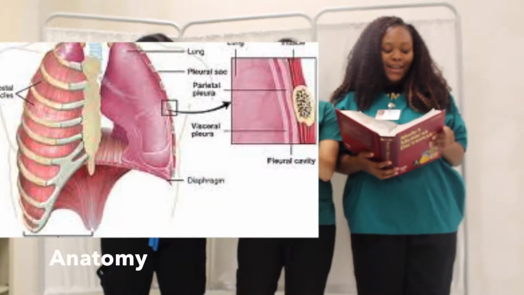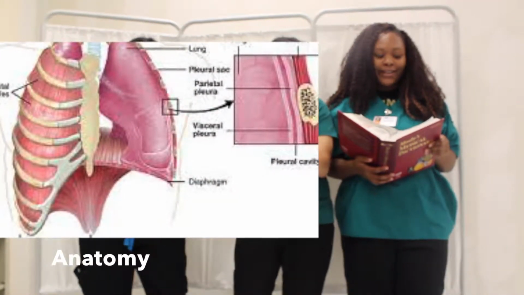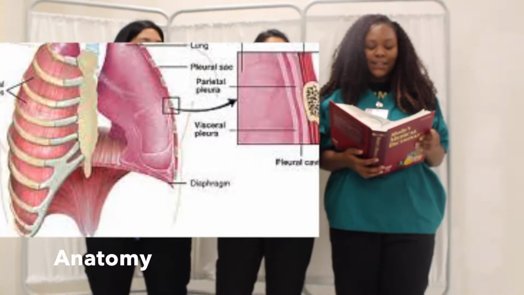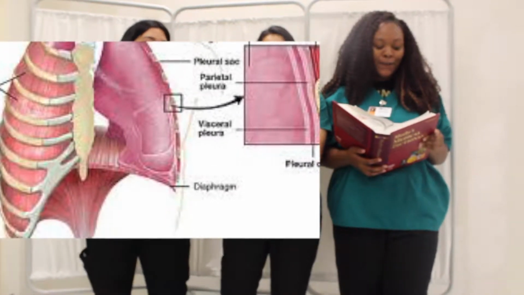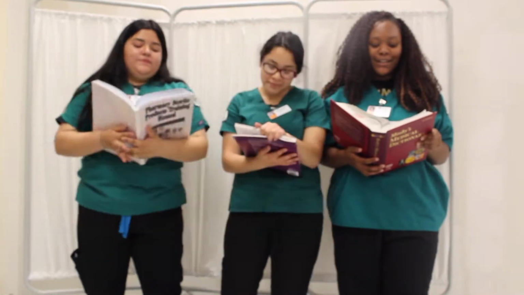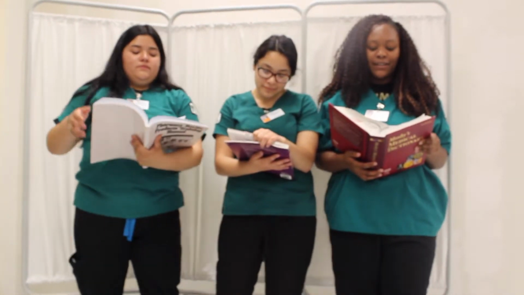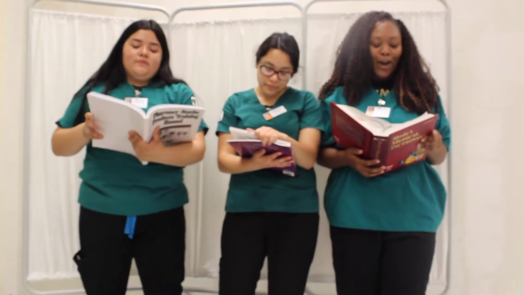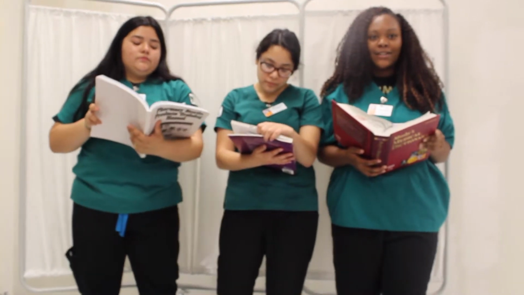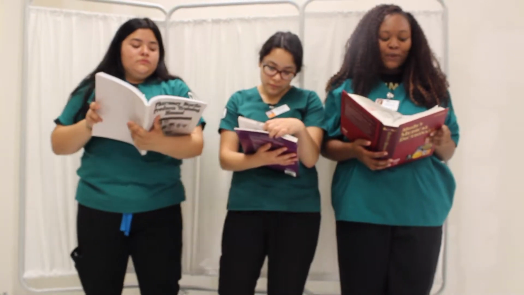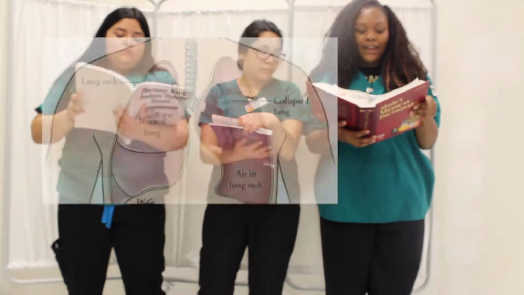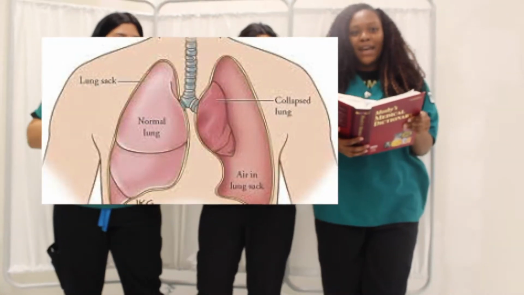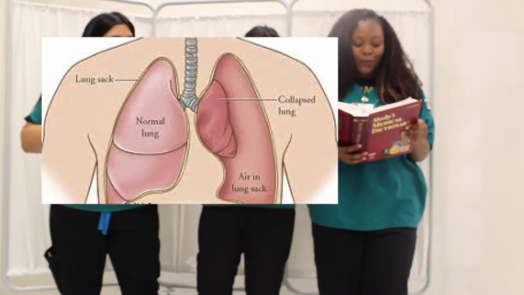For the anatomy, there is the pleural cavity, a thin fluid-filled space between the two pleural layers, the visceral and the parietal layer. The visceral layer is the inner layer that covers the lungs and the adjoining structures. The parietal layer is the outer layer that is attached to the chest wall, and the pleural fluid is the fluid found between the layers.